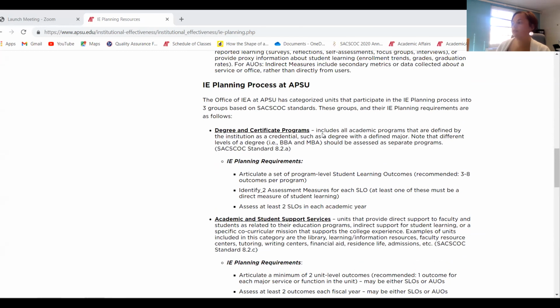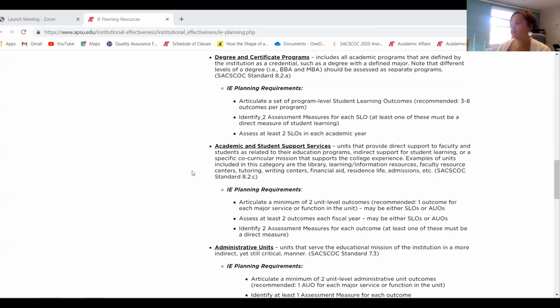So at Austin Peay, we have 3 different types of units that are governed by how SACSCOC defines units for institutional effectiveness. The first is degree and certificate programs. And then the next 2 are the folks that were invited to this workshop today. One is academic and student support services, and the other is administrative units. So SACS gives you guidelines, but we get to decide who fits into which category.